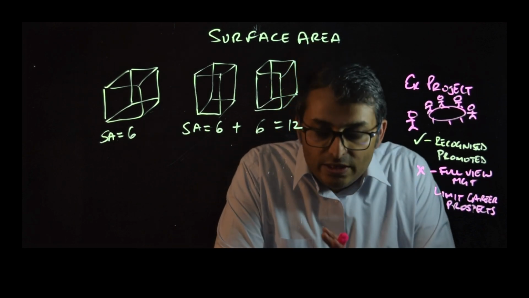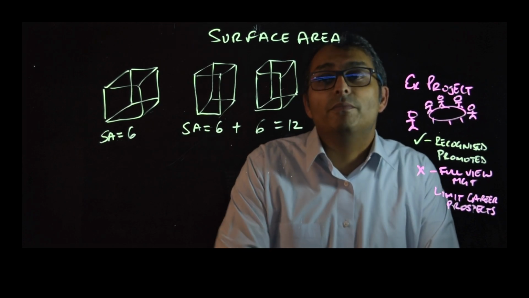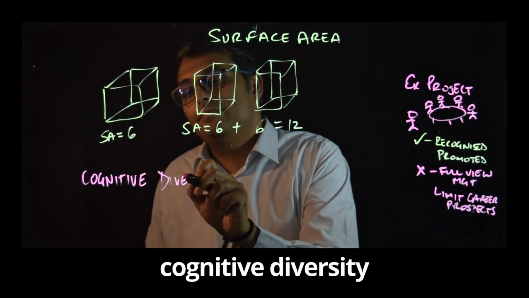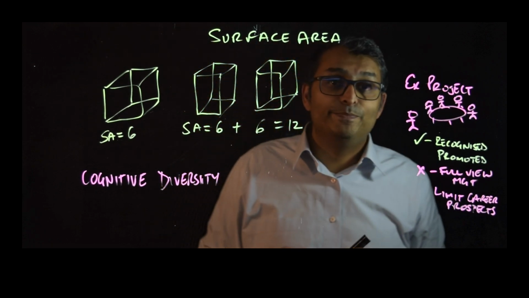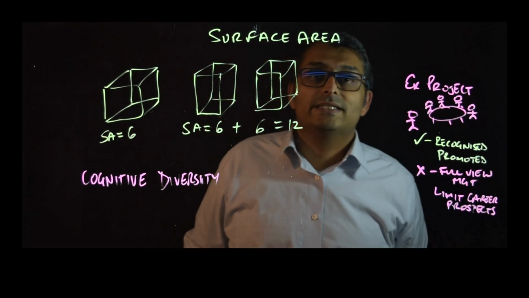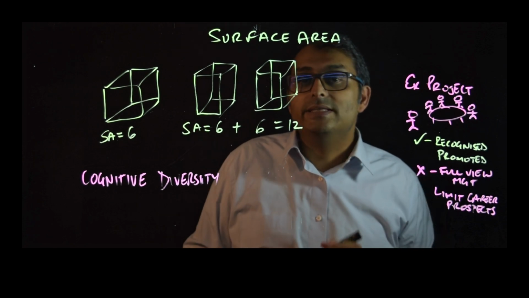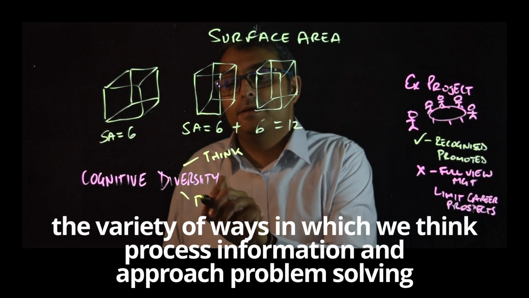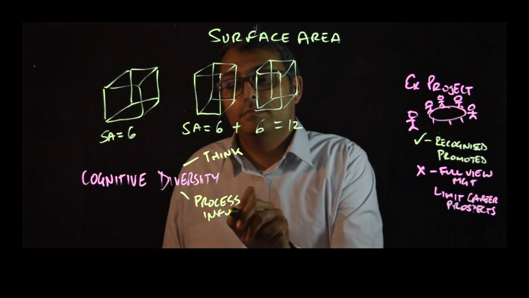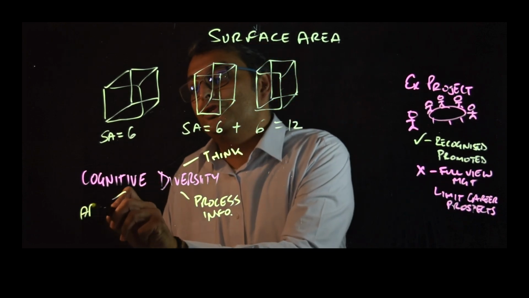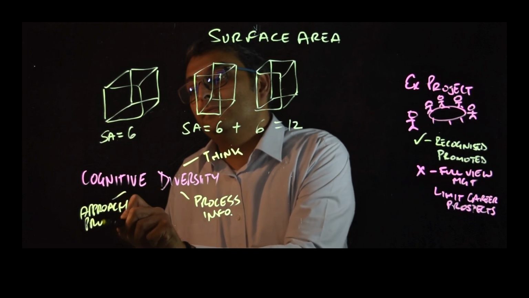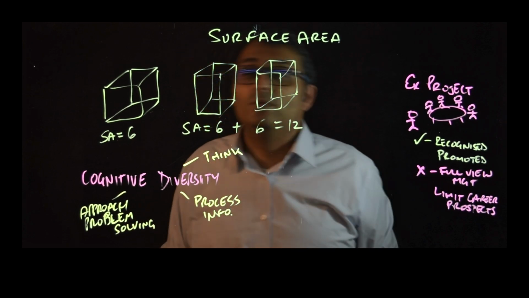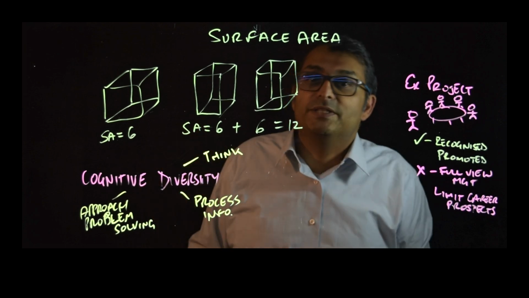Surface area is also not only about exposure, but it also refers to something called cognitive diversity. Cognitive diversity is the variety of ways individuals think, process information, and approach problem solving. So it's the variety of ways in which people approach this.